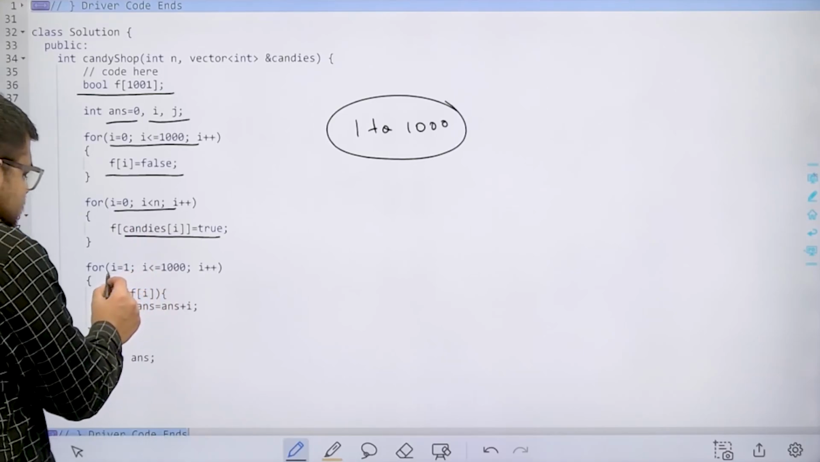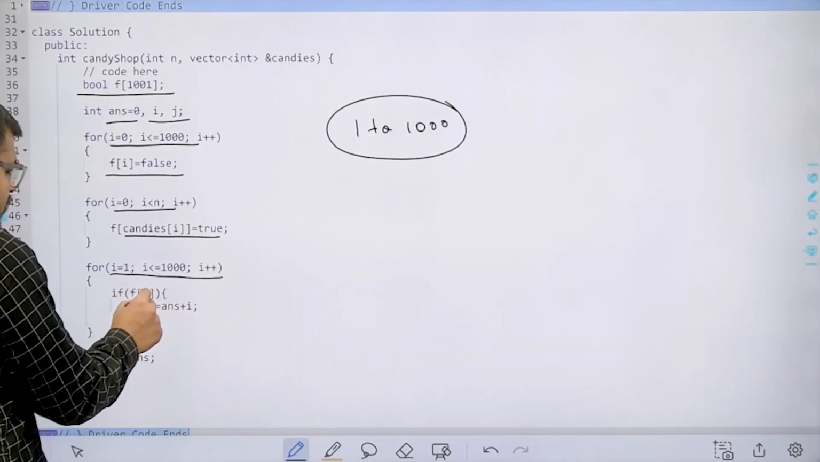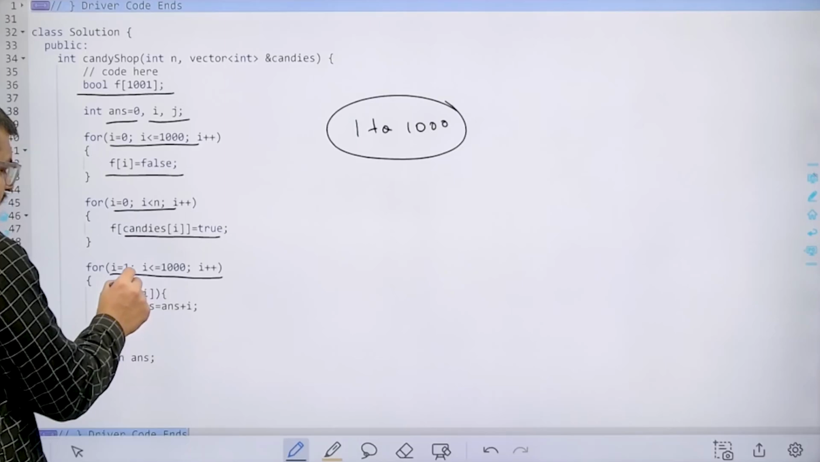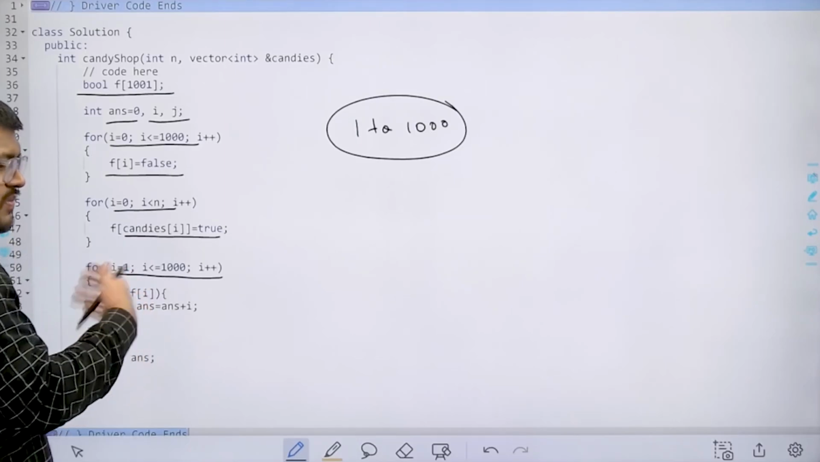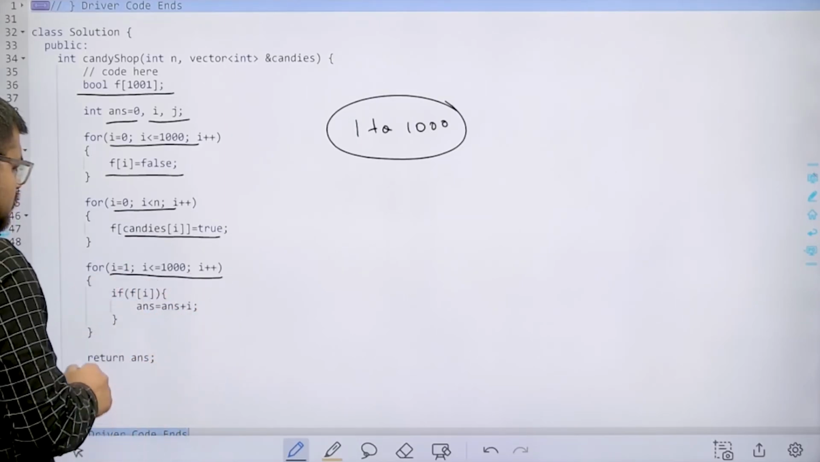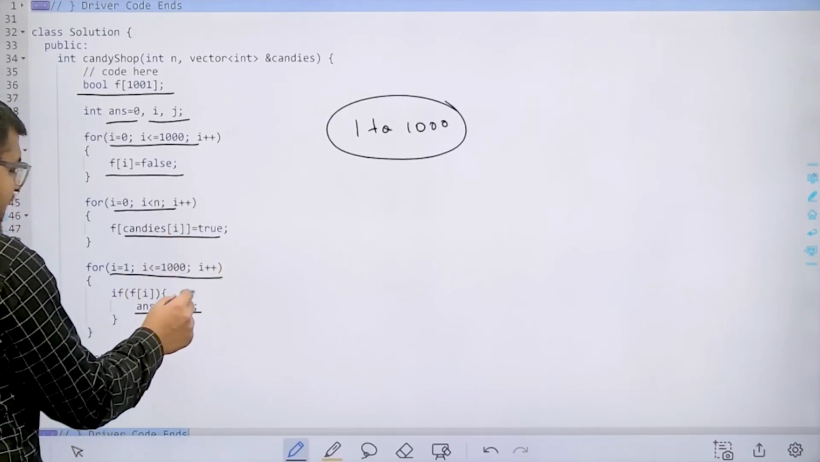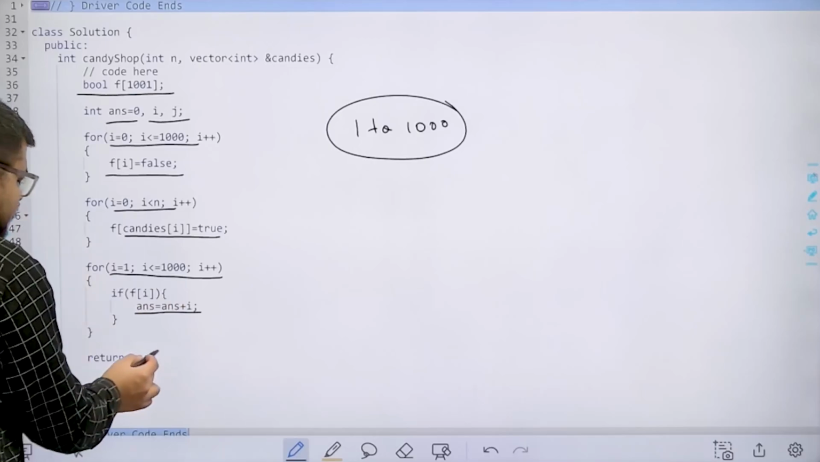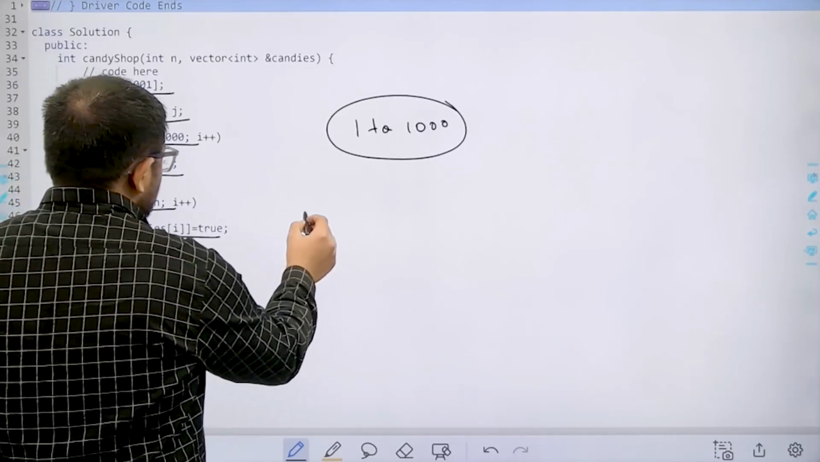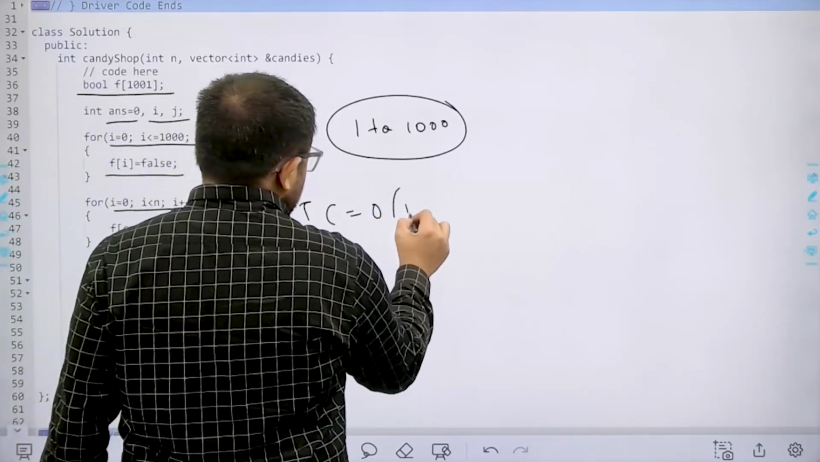Then I will traverse over the range of the price, and if f of i is true, it means a candy with cost i exists. Now there can be multiple candies, but we do not have to worry about that. We have to take only one, so I'll just add i, the cost of the candy, to my answer, and finally I will return the answer. What would be the time complexity? It would be big O of n.